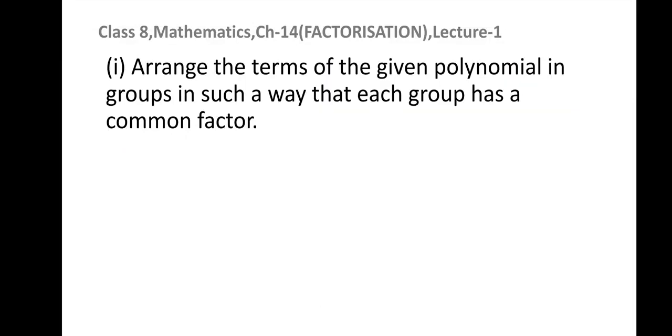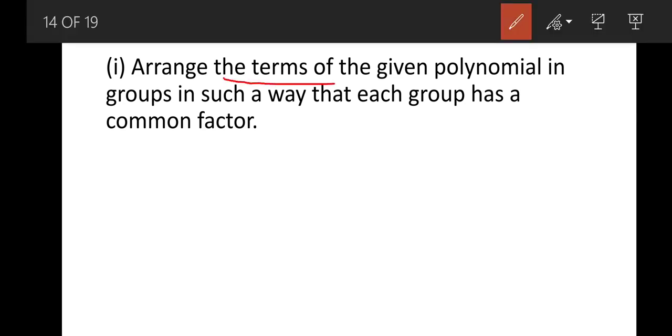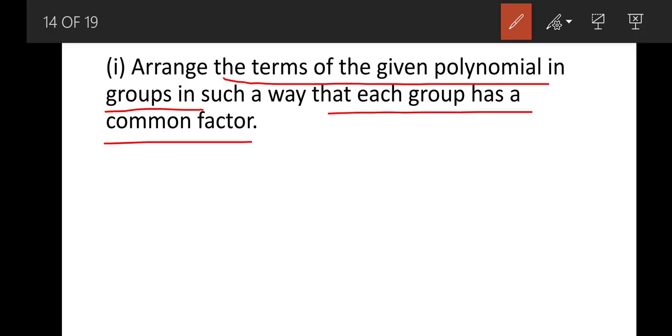So there are certain steps in this method. First of all, arrange the terms of the given polynomial in groups such that each group has a common factor. You will be getting a few terms, and you need to arrange them in such a way that each group has a common factor. As we need to find the common factor, you need to arrange the terms accordingly.